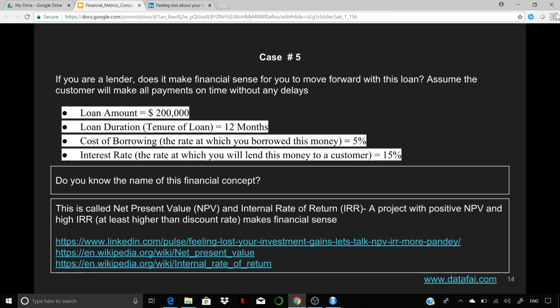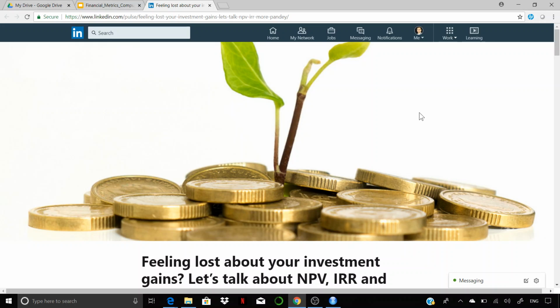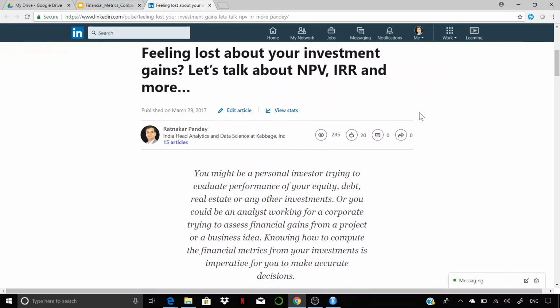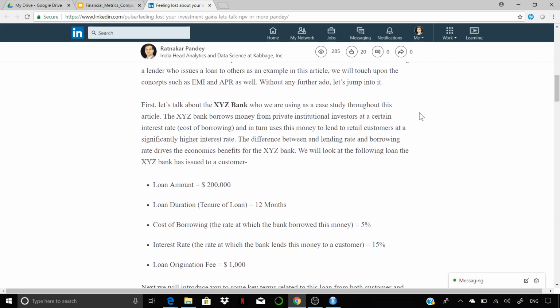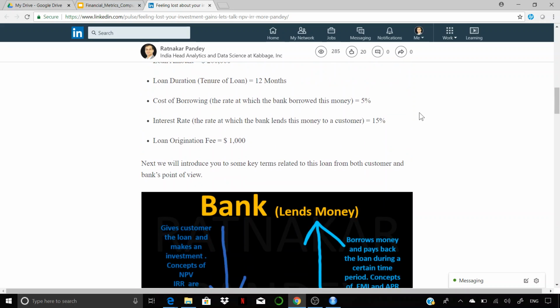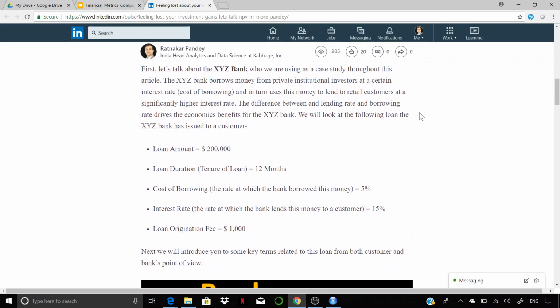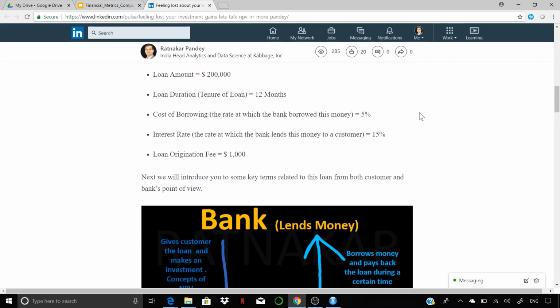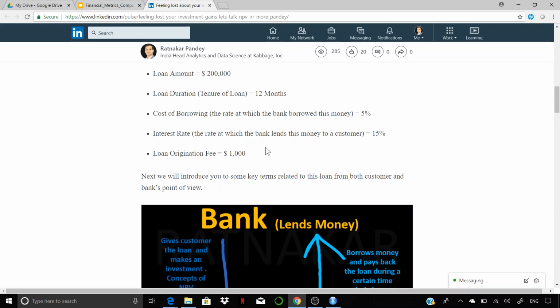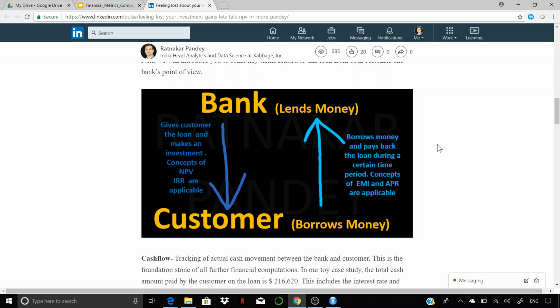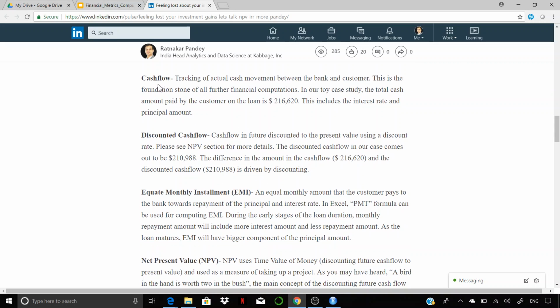calculation. So let's go and take a look at the article very quickly. This is a LinkedIn article that I typed some time back, and over here we are working with this fictitious bank, XYZ Bank, and the same problem that we're looking at. You can ignore the loan origination fee as well. So what does the bank do? The bank is in the business of giving money to the customer, and the customer is going to pay back over a period of time. Cash flow is nothing but your EMIs that are going to come in on this loan over a period of time.